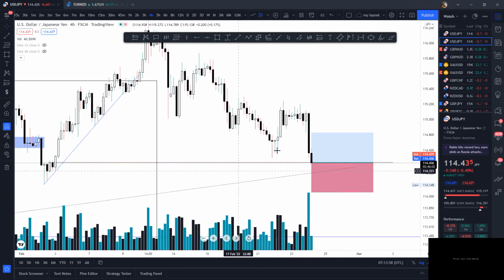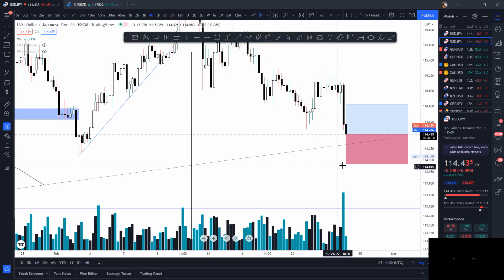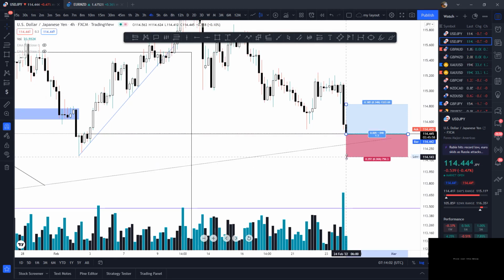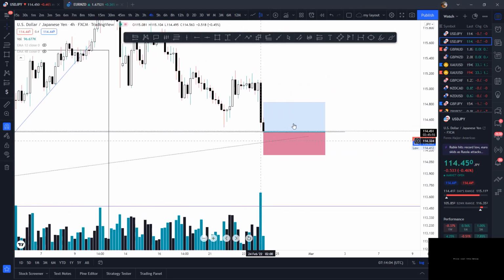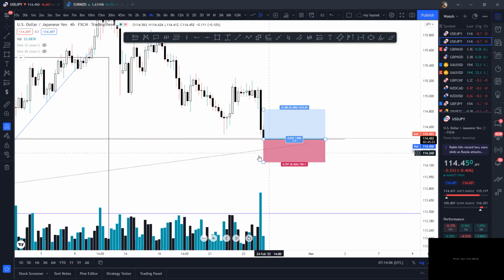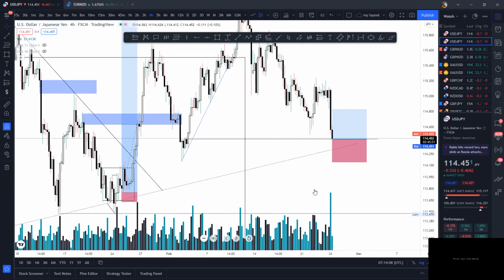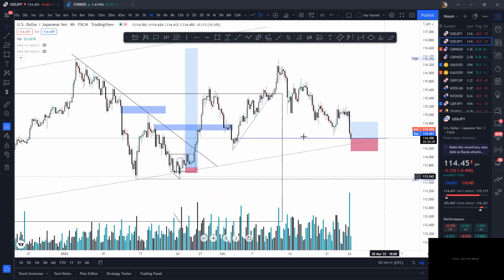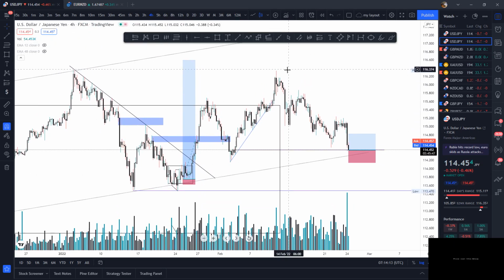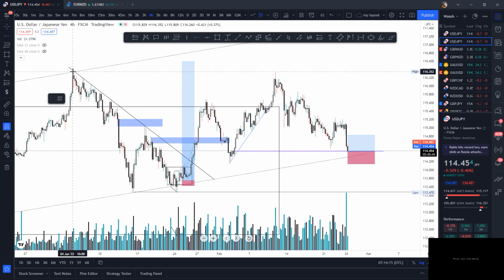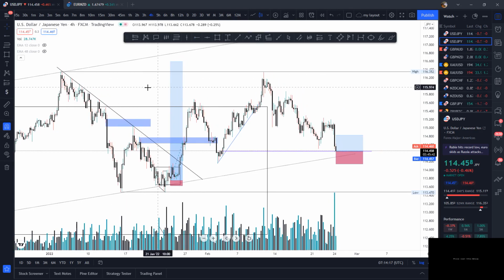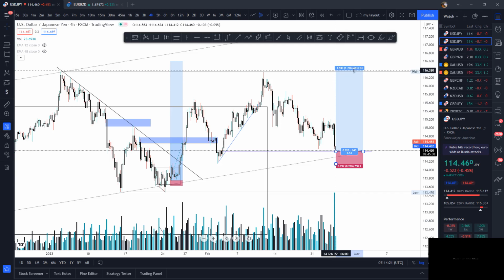around here. The stop loss is very wide, so you need to trade it from the lower time frame. And then I want to see price trade above this liquidity pool. So you have equal highs here, so you want to see price trade above all this.